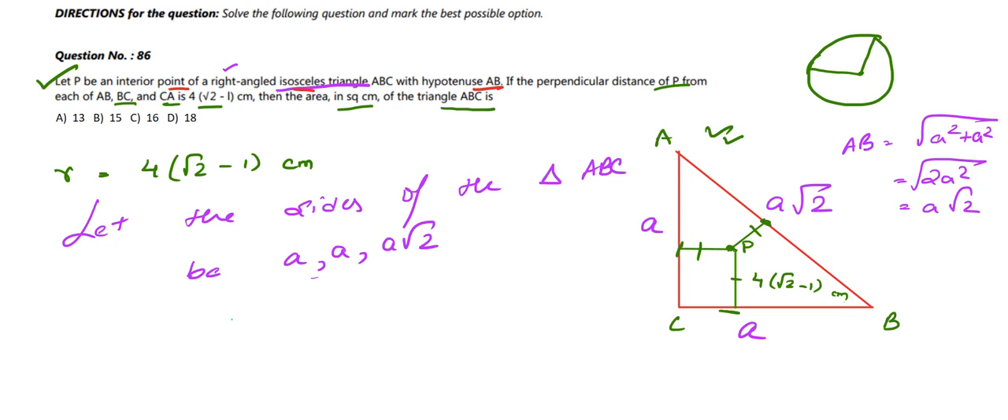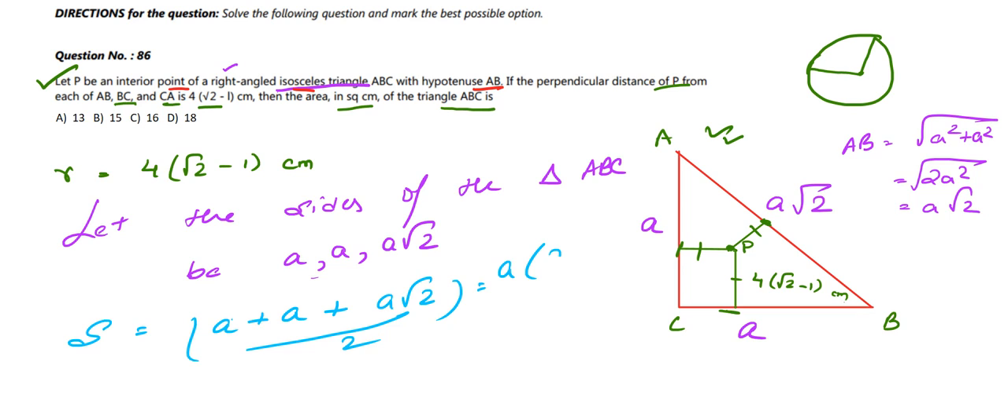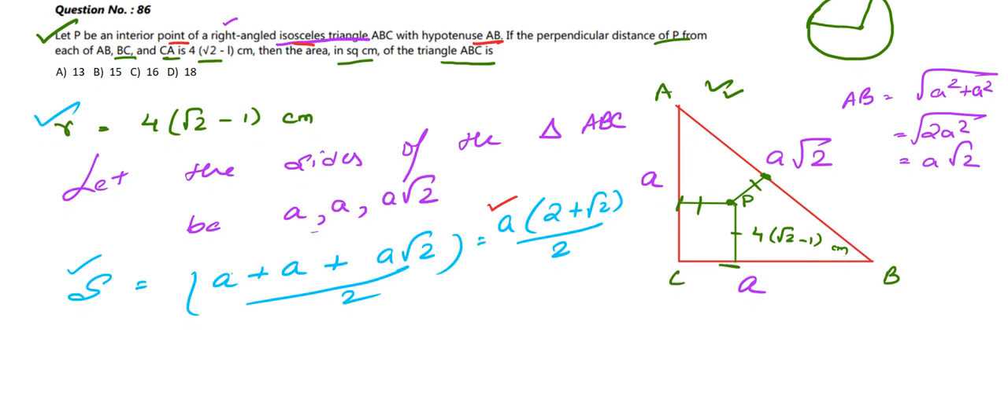From this we can find the value of s. In our triangle rules, s is the sum of all three sides divided by 2. So this will be (a + a + a√2)/2, which equals a(2 + √2)/2. This is our value of s. Now, from R and s we can find the area, but we don't know the value of a. So we need another formula for the area, which is half into base into perpendicular, and from that we can solve.